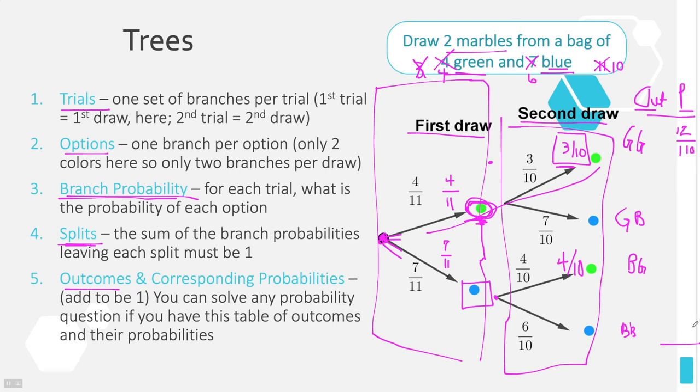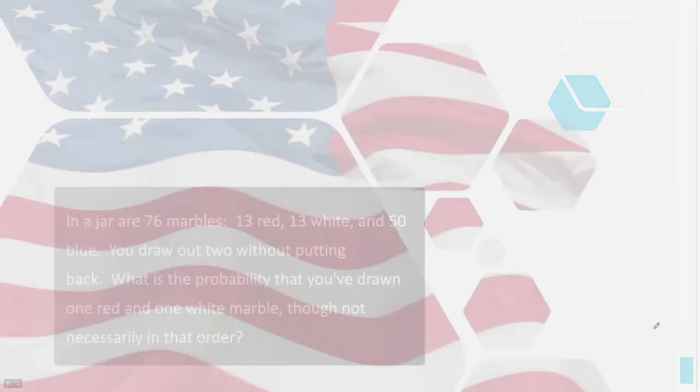And so now all you need to do to answer your question, and we weren't actually asked a question here, but all you would need to do to answer your question is to add the corresponding probabilities together for the outcomes that meet the question that's being asked. So let's do a question.